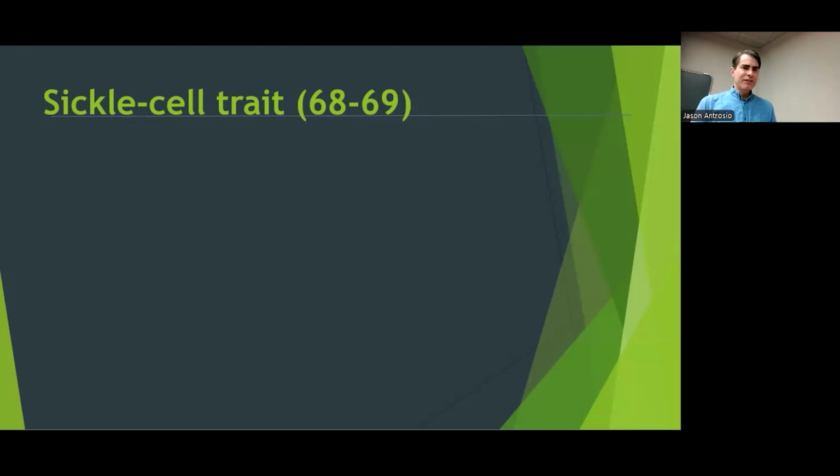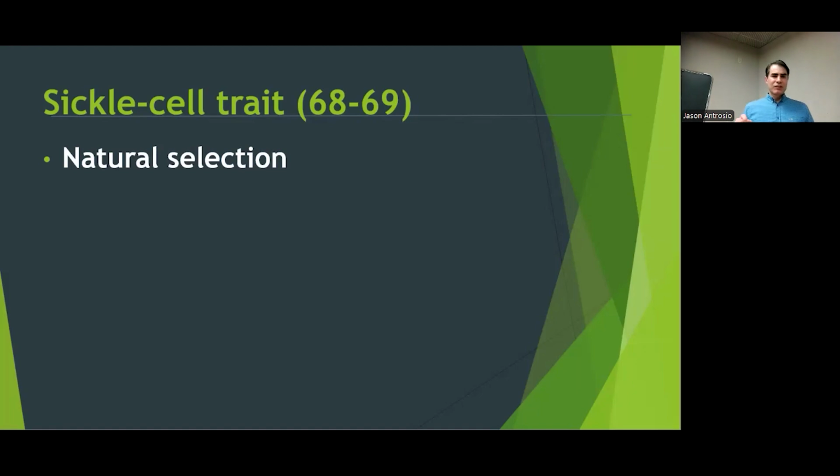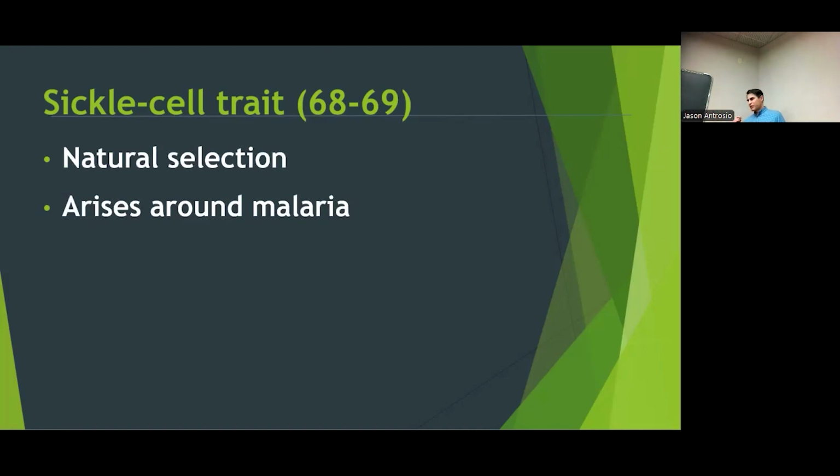Sickle cell trait is another genetic variation. It appears at the level of our genes. It is also a natural selection adaptation, which is to say that sickle cell trait changes the shape of some of your blood cells. And if you have sickle cell trait heterozygously, it arises around areas where there is malaria.